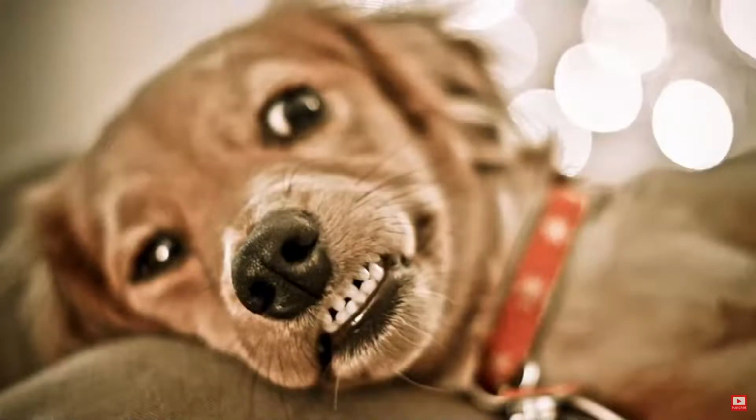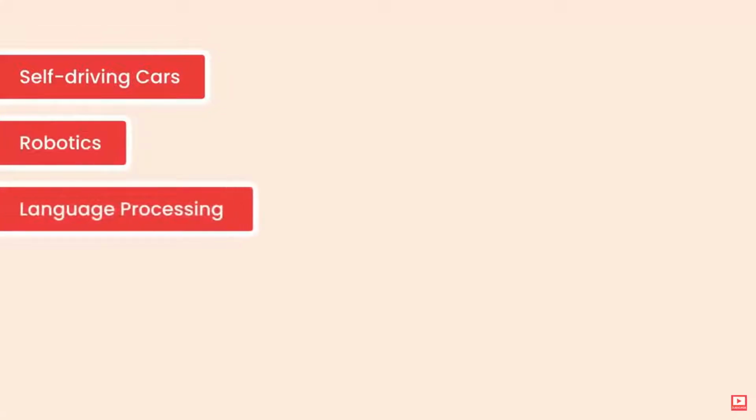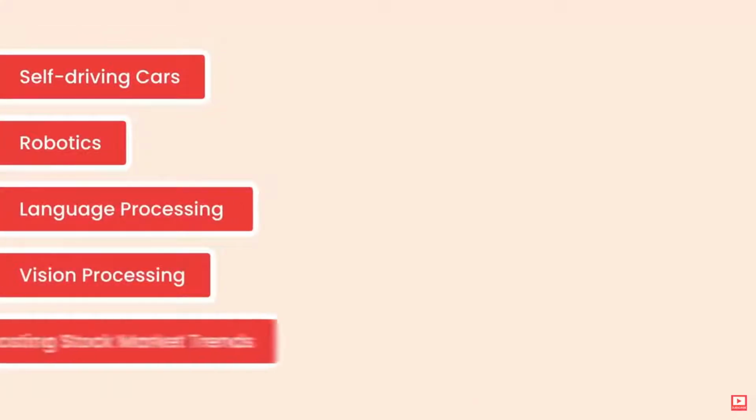So that was a very basic example. But machine learning has other applications in self-driving cars, robotics, language processing, vision processing, forecasting things like stock market trends and the weather, games, and so on. So that's the basic idea about machine learning. Next, we'll look at machine learning in action.